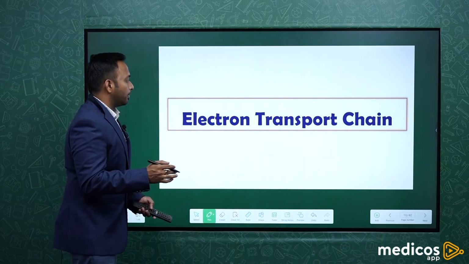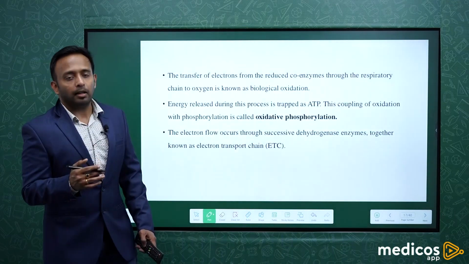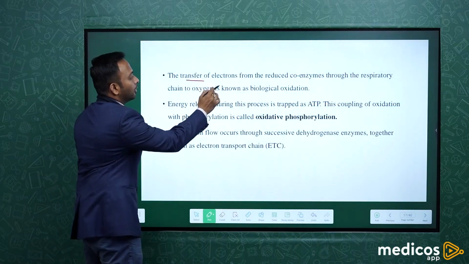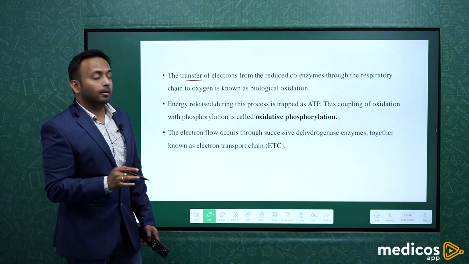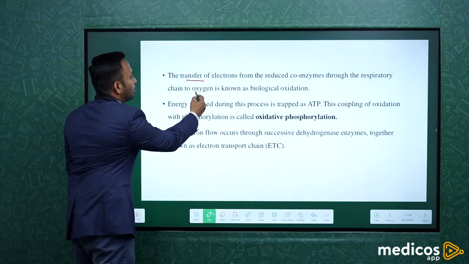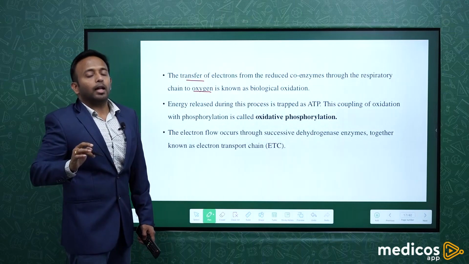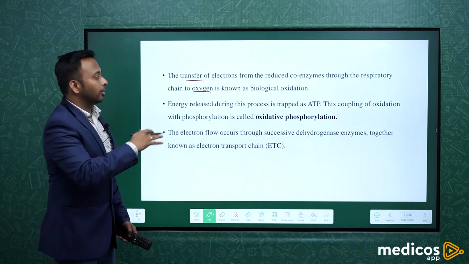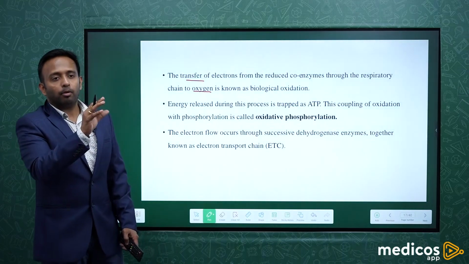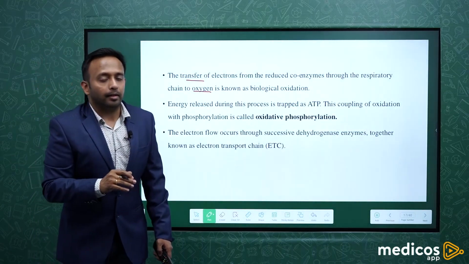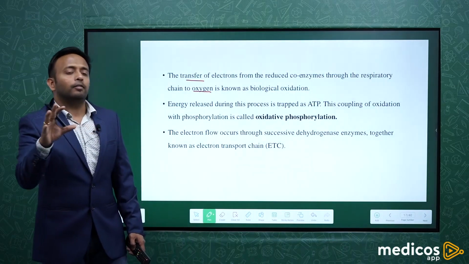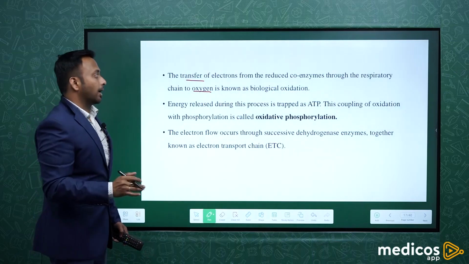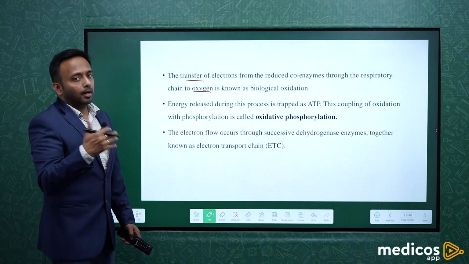So coming to the main topic, when we see the electron transport chain, what is happening is the transfer of electrons from reduced coenzymes in the respiratory chain to oxygen, which is known as biological oxidation. As it is very clearly mentioned, what is happening is transfer of electrons. So a compound is getting oxidized and another compound is getting reduced. These are oxidation and reduction reactions occurring parallelly. One compound is oxidized, the other compound is reduced.